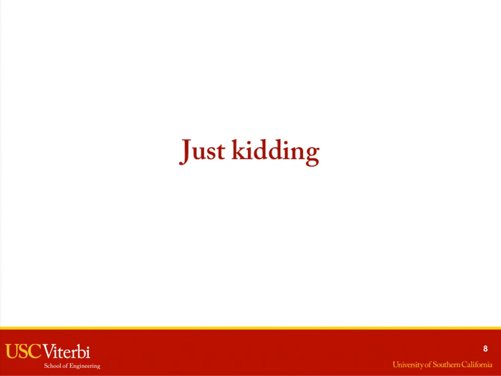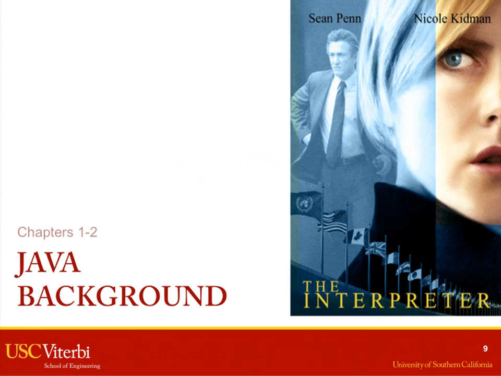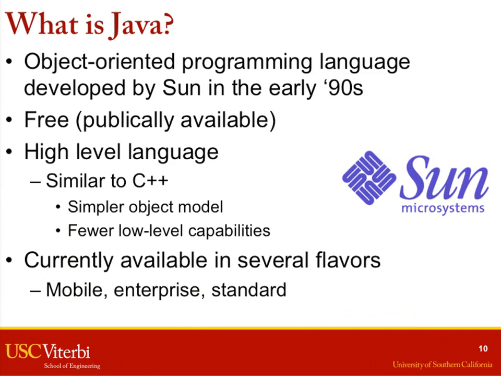So what is programming? Just kidding. You already know what programming is. You don't need to sit through the whole cycle of programming. Okay, so Java background. Yes, you can see that we created some movie posters to make it fun. Java is an object-oriented programming language. And yes, C++ is an object-oriented programming language, but you can write non-object-oriented code in C++, right? It will also compile C.